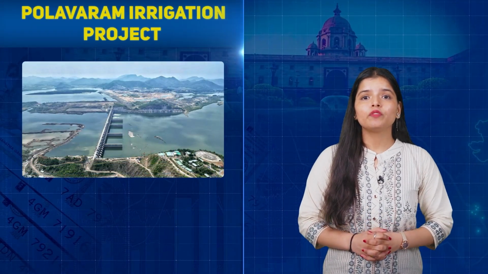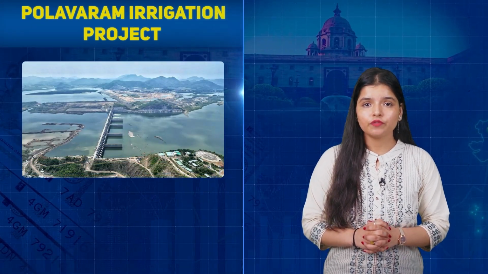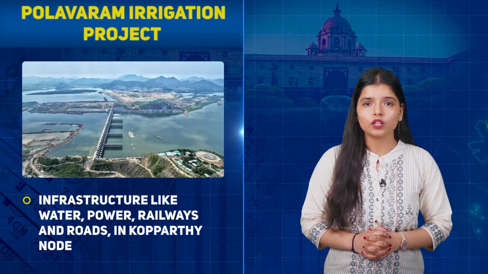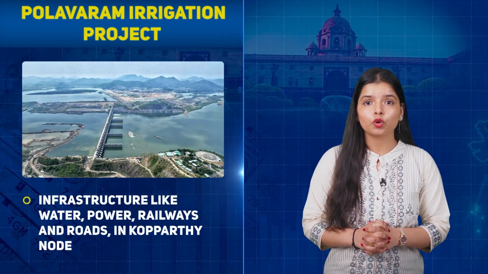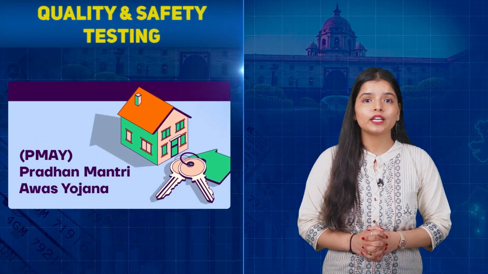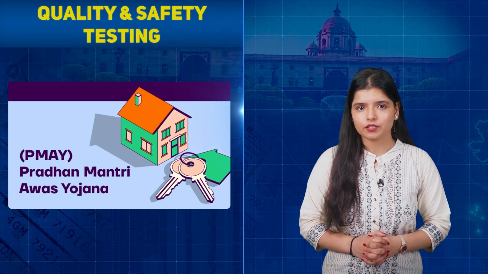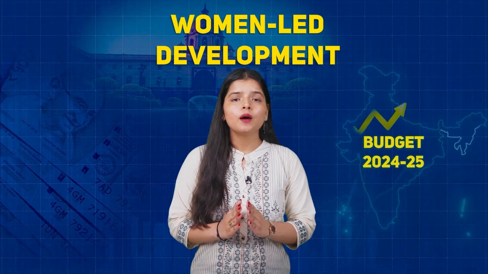The completion of Polavaram irrigation project will ensure national food security, while infrastructure like water, power, railways and roads will be developed in Koparthi node on the Visakhapatnam-Chennai Industrial Corridor and Orvakal node on Hyderabad-Bengaluru Industrial Corridor. Moreover, the PM Awas Yojana aims to build 3 crore additional houses in rural and urban areas. For women-led development, more than Rs 3 lakh crore is allocated for schemes benefiting women and girls.